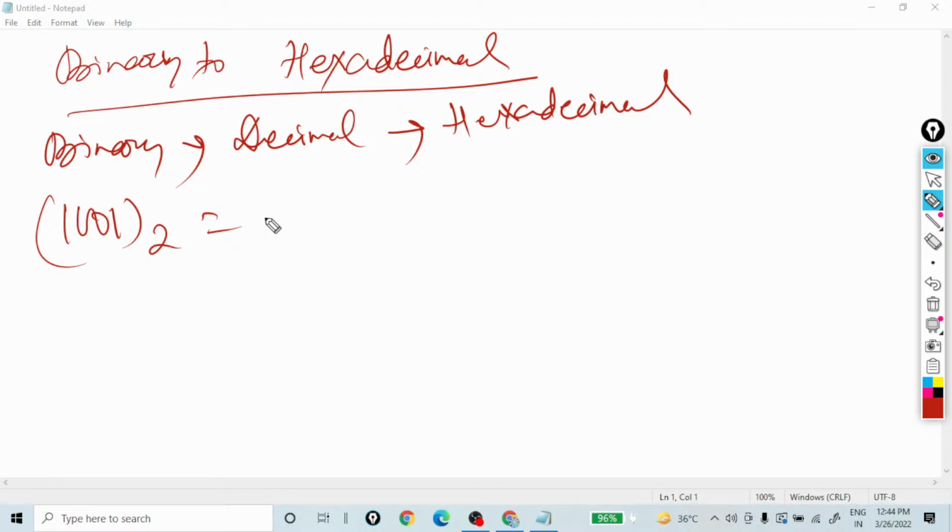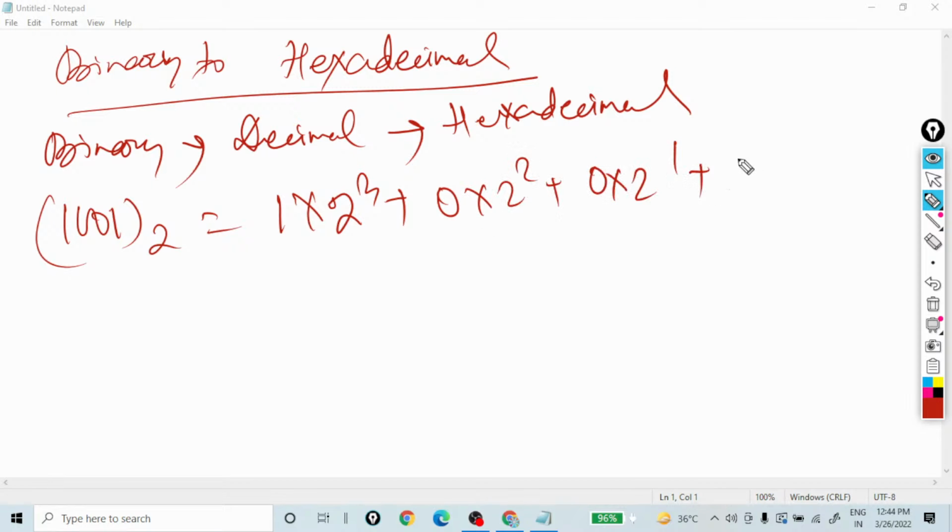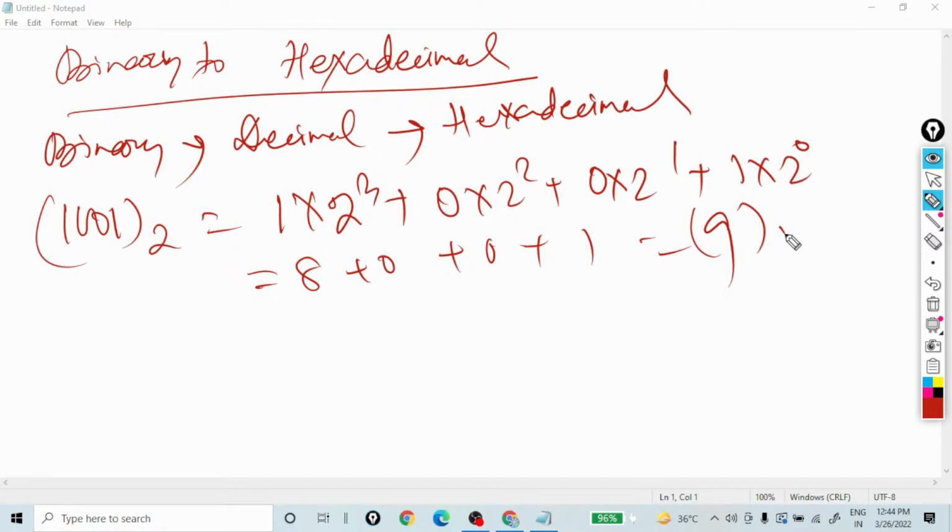So first we have to convert binary to decimal. So this will be 1 into 2 to the power 3 plus 0 into 2 to the power 2 plus 0 into 2 to the power 1 plus 1 into 2 to the power 0. That will be 8 plus 0 plus 0 plus 1, that will be 9. So 9 will be the answer. Now, how to convert this decimal number into hexadecimal?